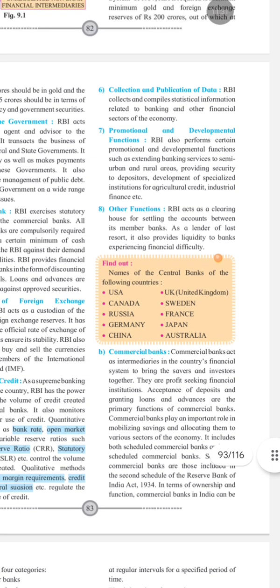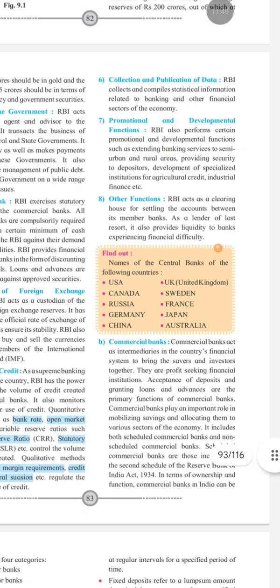Next is collection and publication of data. RBI collects information related to the banking and financial sector. After analyzing the data, it publishes reports and statistics which help the government and financial institutions in making important economic decisions. Next is promotional and developmental functions. RBI also works for the development of the banking system. It promotes banking facilities in rural and semi-urban areas, supports agricultural and industrial finance, and takes steps to make banking services available to more people.